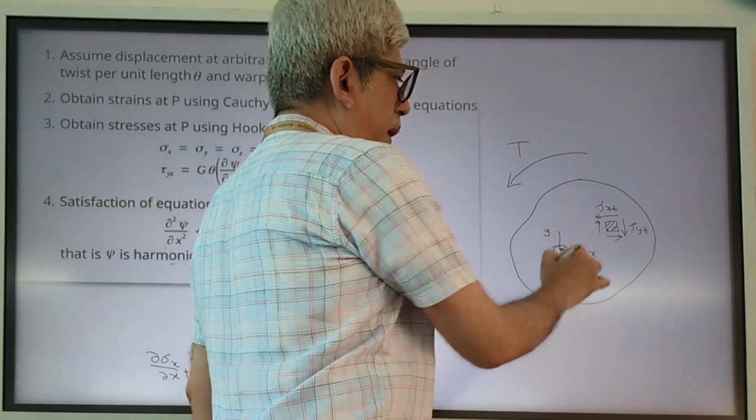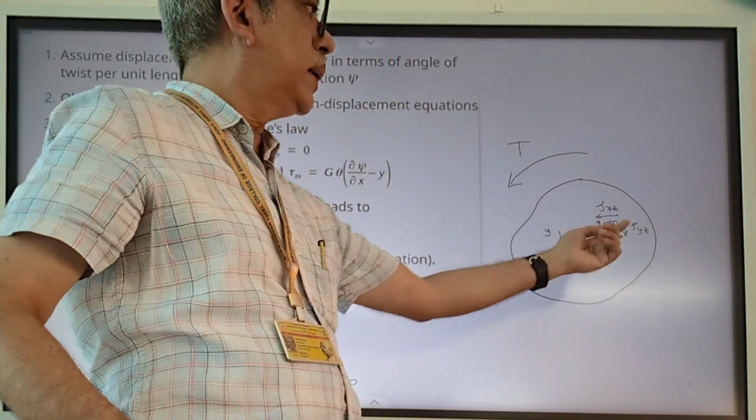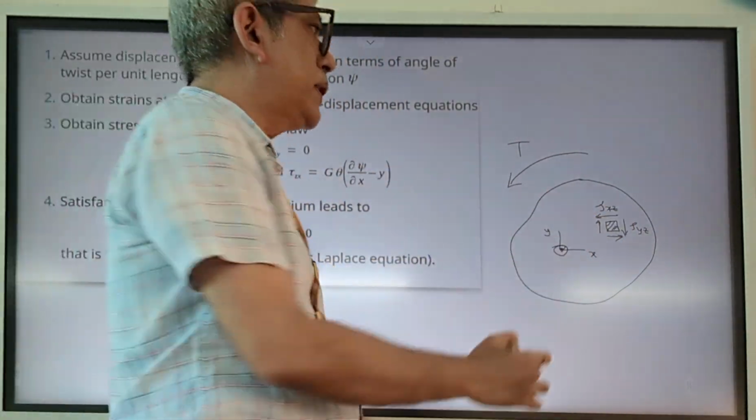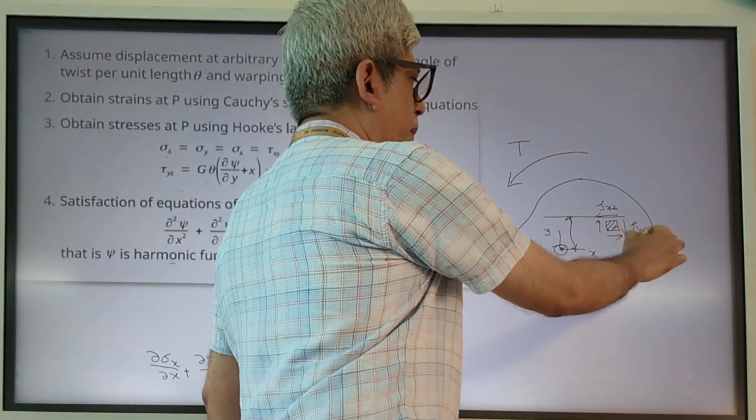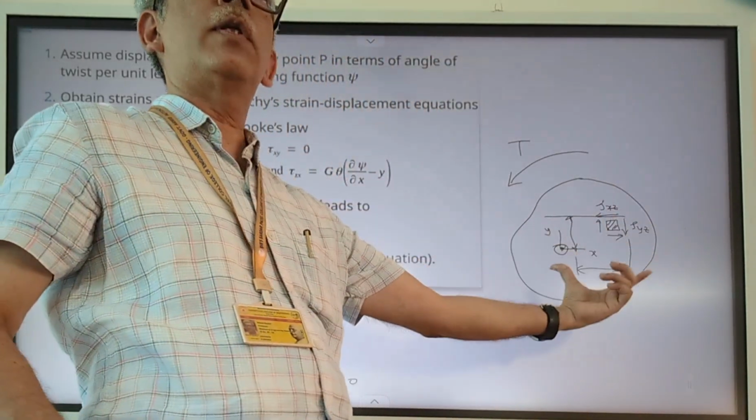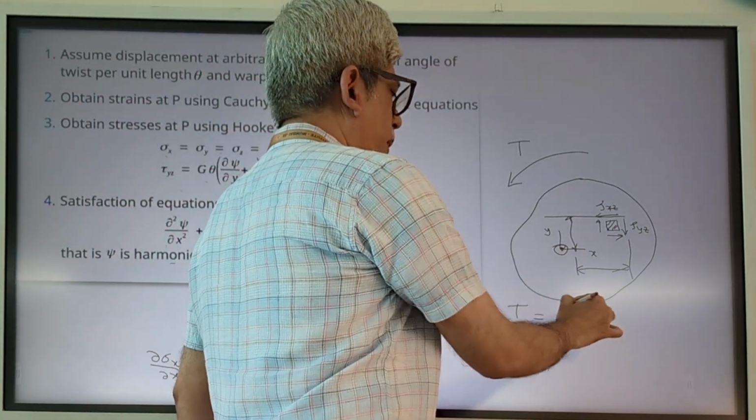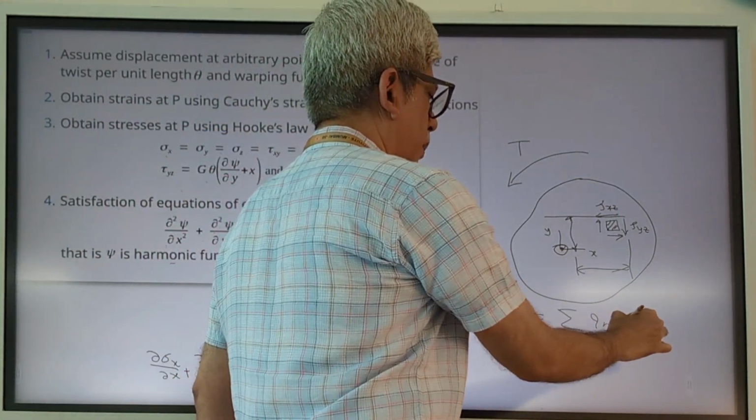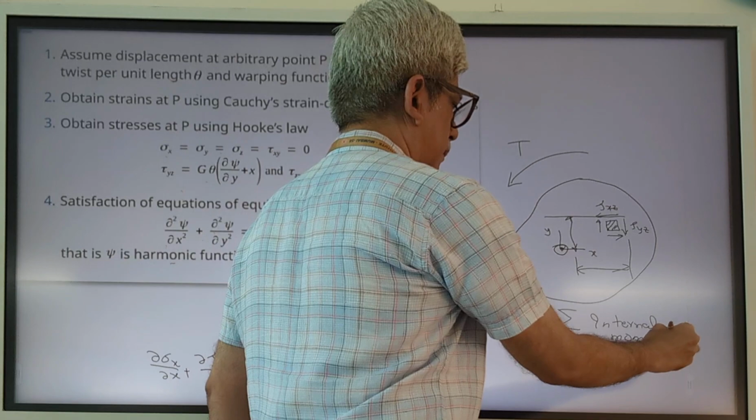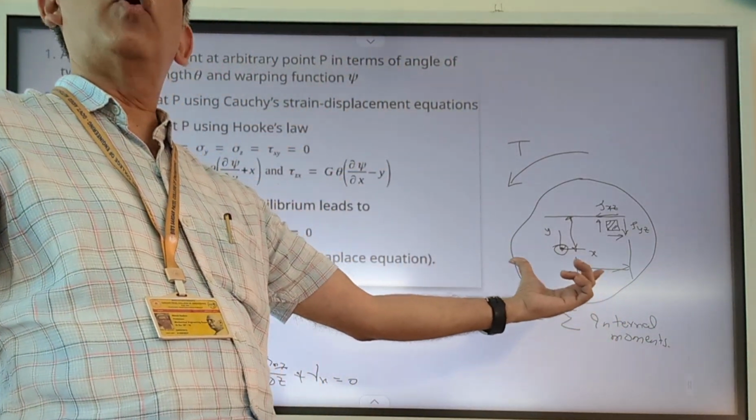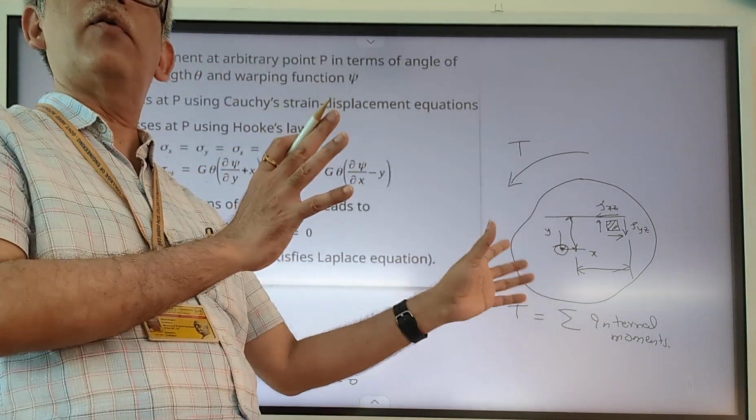If this is the origin or the centroid of the cross section, we can take the moment of the horizontal force, or the x direction force acting at this element, multiplied by the moment arm, and similarly for the vertical force and its moment arm, and add all this together. This is the internal moment. The summation of all internal moments which arise because of the shear stresses must be equal to the external torque. That is for the equilibrium of the body.